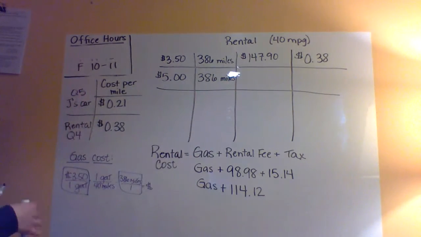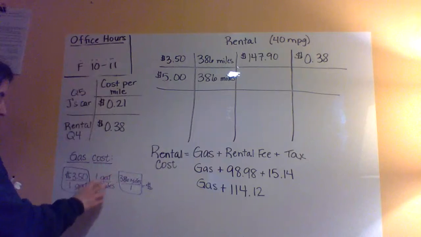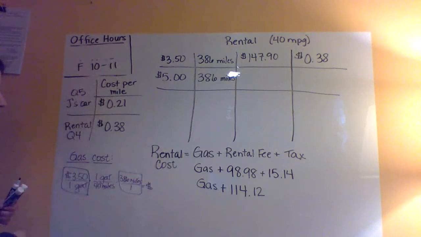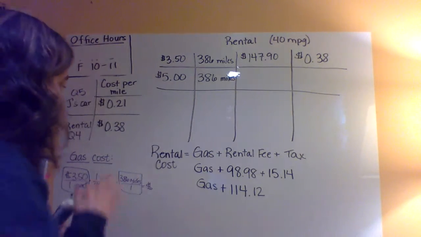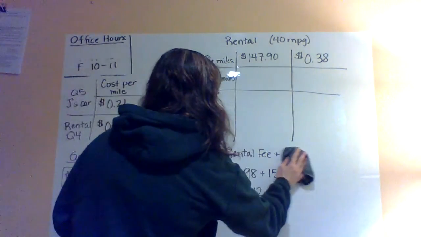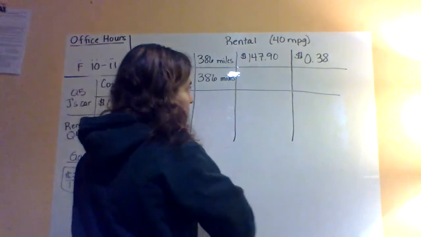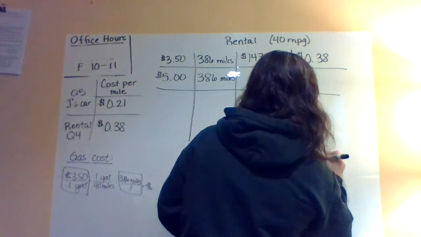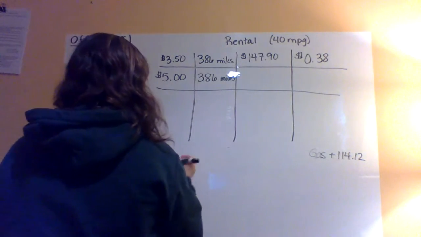But we don't have to start all fresh every single time because we have this template here. So in the first row, it was $3.50 per gallon. 1 gallon was 40 miles for the mileage, and we went 386 miles on our trip. Okay, so let me write this over here so it's a little bit larger, okay? But we'll remember this part. So gas plus 114.12, right? So our total cost is going to be the gas price plus 114.12, right? For this rental. So let me just write this over here again, what we have.